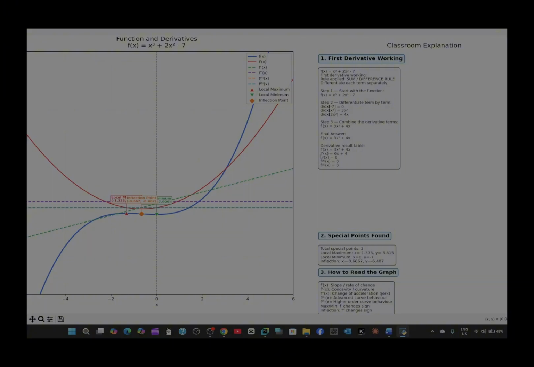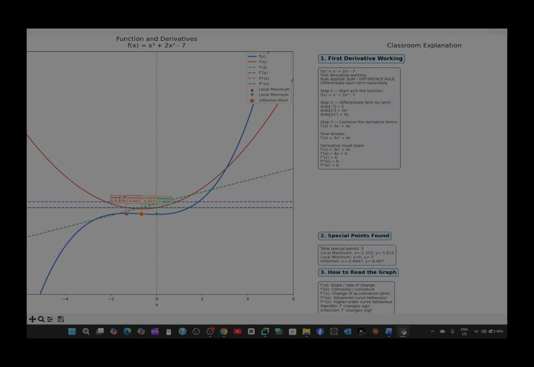And for the next derivatives, you keep going, doing the same principle. You get f2, but f3 will be a constant. Now the fourth order will be 0, like I said before. Special points, 3 points, to repeat for you. The first derivative always talks about slope or rate of change. The second derivative talks about concavity, curvature, concave up, concave down. We talked about that before. The change of acceleration, advanced curve behavior, higher order curve behavior. So maximum and minimum is where the first derivative changes sign, and inflection is where the second derivative changes sign.